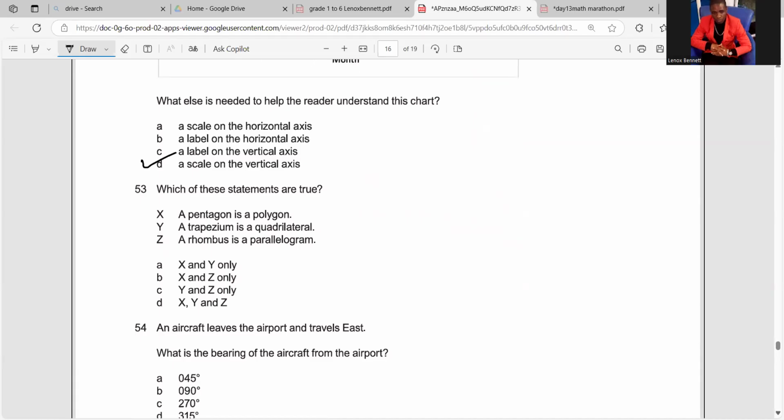All right, 53. Which of these statements are true? X: A pentagon is a polygon. Y: A trapezium is a quadrilateral. Z: A rhombus is a parallelogram. Is it X and Y only? X and Z only? Y and Z only? Or is it X, Y, and Z?